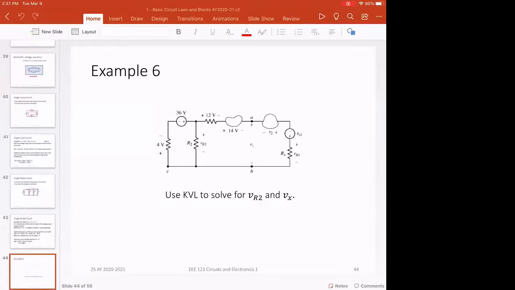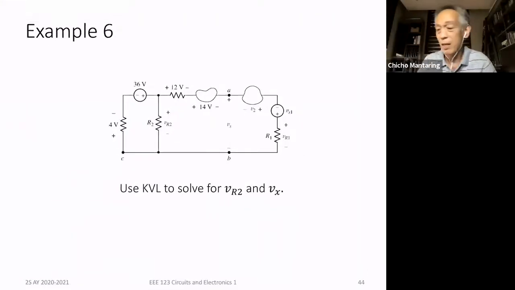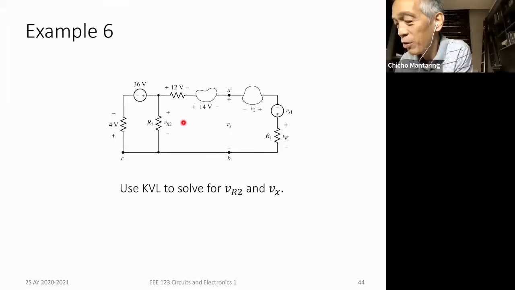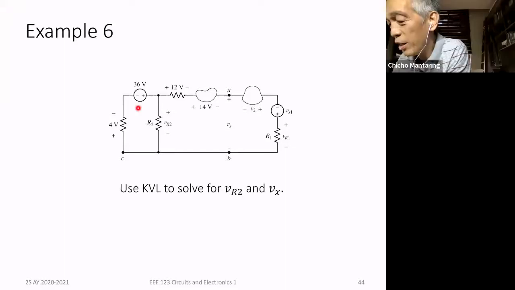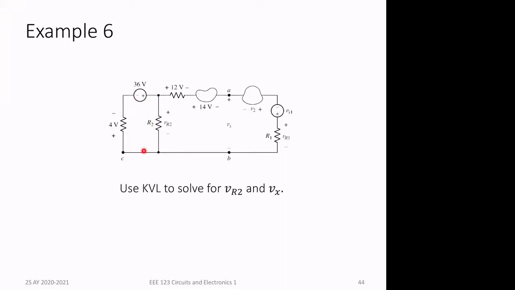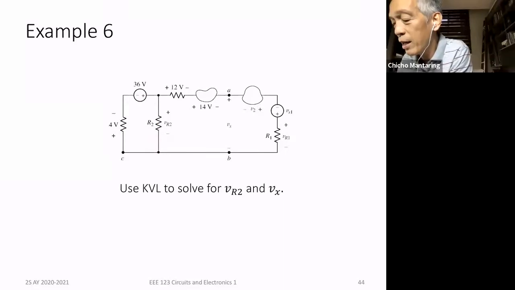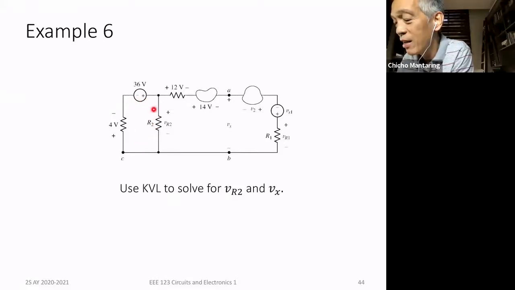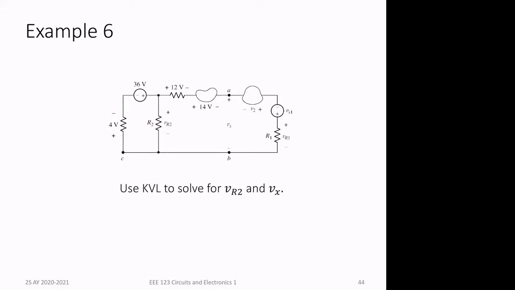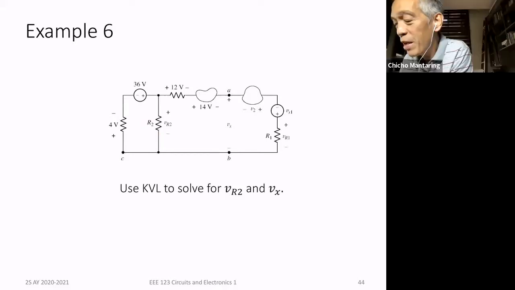Sir, pag hinanap po yung voltage ng R2, pag mag-KVL po, di ba po, dun sa 36 volts na voltage source, then sa R2, then dun sa 4 volts. So dito ka mag-KVL? Opo. Dito wala pong effect yung isa pong voltage source sa right. Hindi mo kailangan tignan yon. Ignore na lang. Kung dito ka mag-KVL, dito ka lang mag-KVL. Okay po, so i-ignore mo na lang po muna yung isang voltage source. Wala po siyang effect.